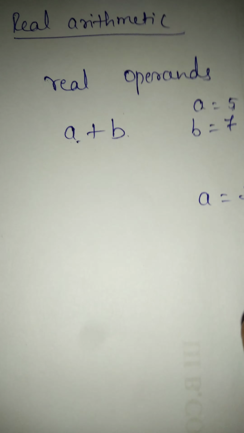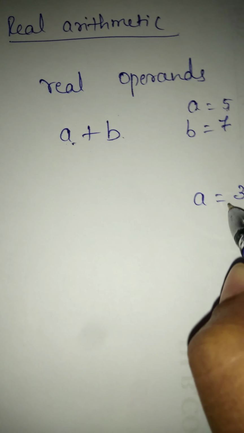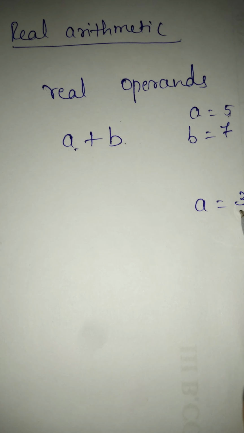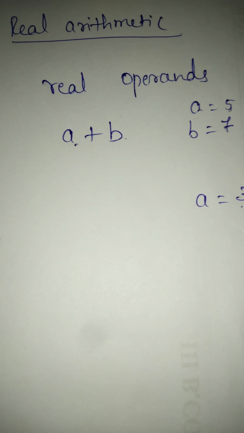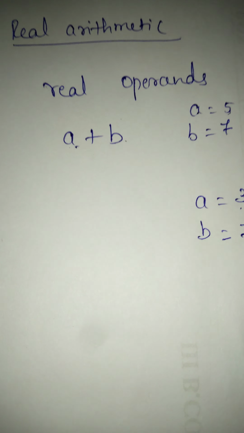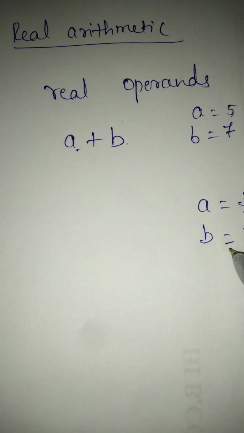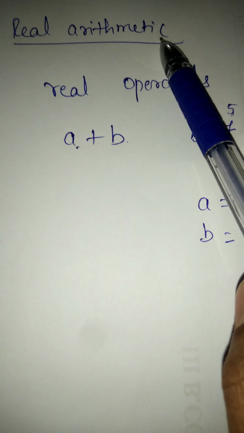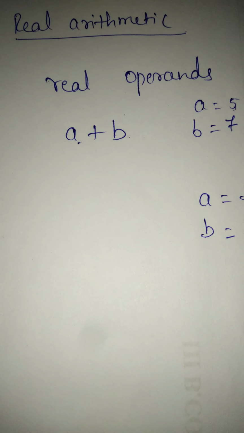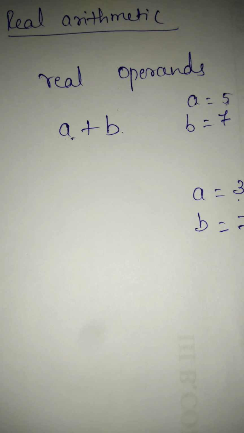If there is a decimal point in a number, we call it a real number. It has a fractional part too. Not only an integer part, it contains a fractional part also. If both are real operands, then that type of arithmetic is what? We call it real arithmetic.